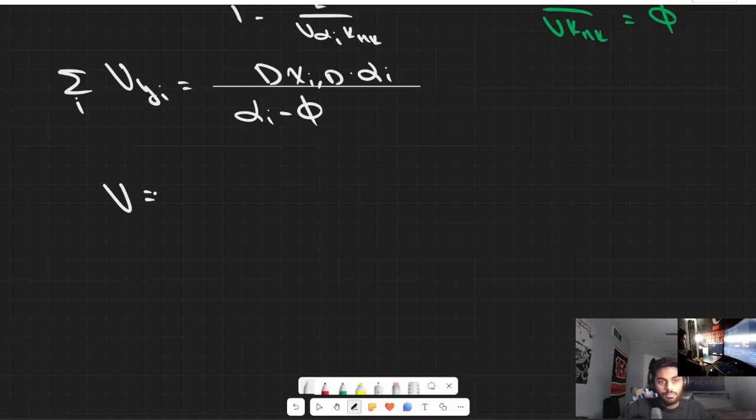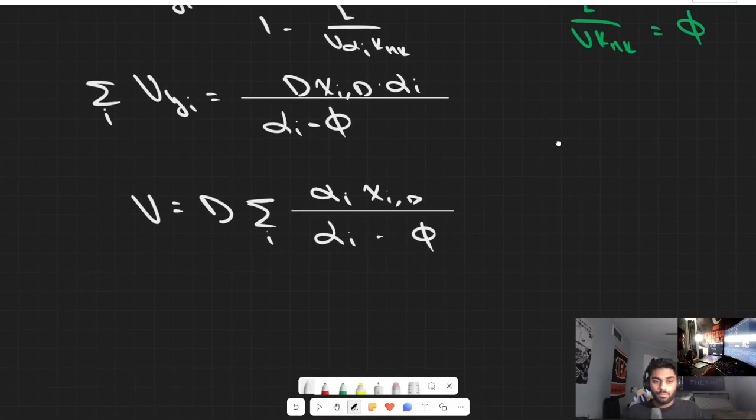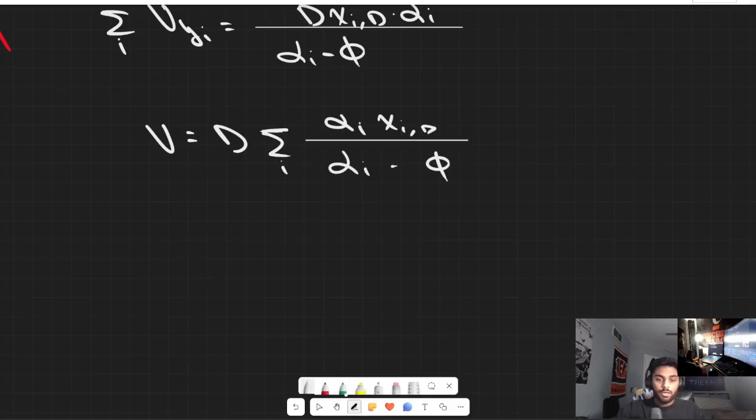So V is equal to our distillate flow rate summation over all components I. So I'm going to have, I guess I'll put this first, my relative volatility times my liquid mole fraction in the distillate over my relative volatility minus this phi term that we have defined up here. Now this is the Underwood equation for the rectifying section. So this is for the rectifying.